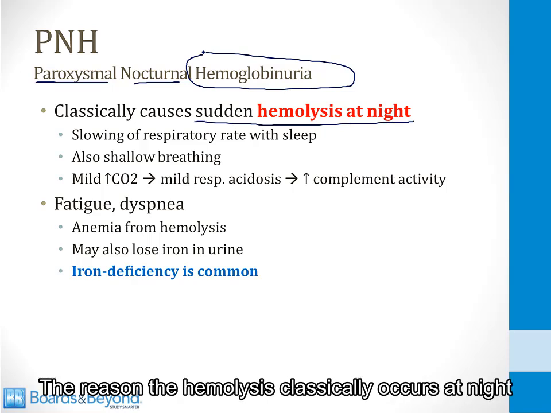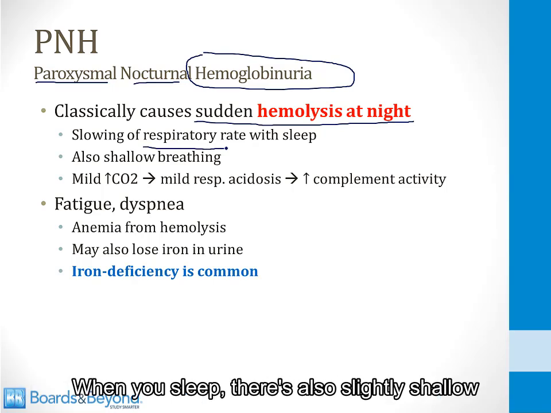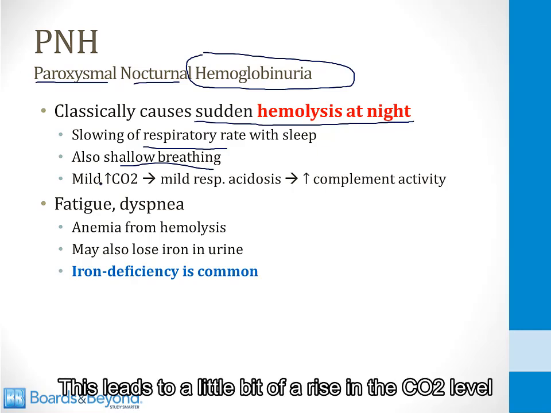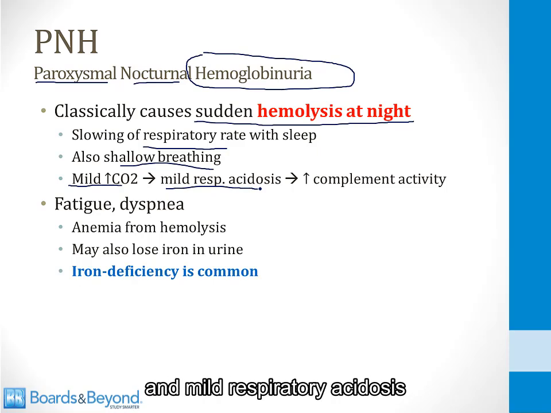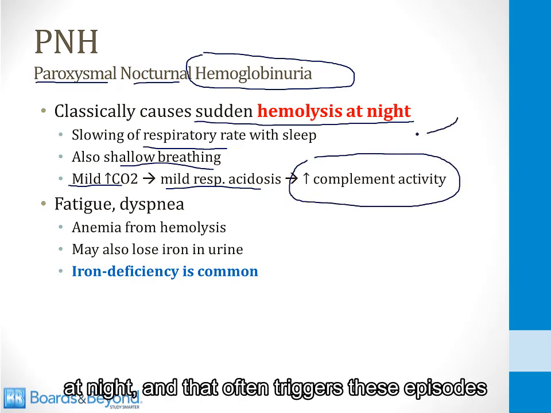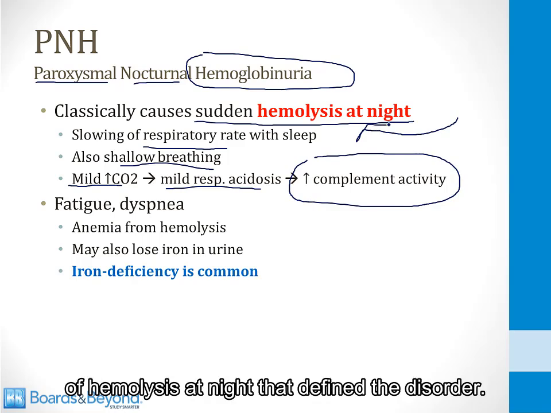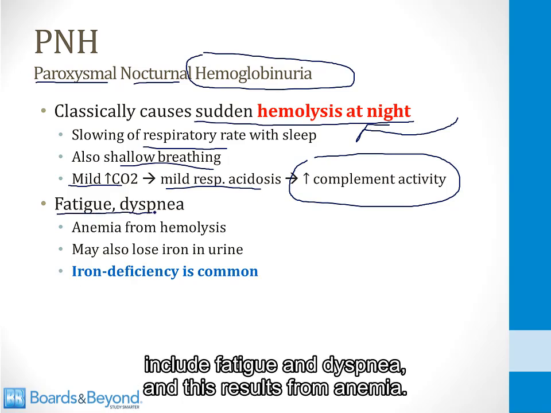The reason the hemolysis classically occurs at night is because there's a mild slowing of your respiratory rate when you sleep. There's also slightly shallower breathing during sleep. This leads to a little bit of a rise in the CO2 level and a mild respiratory acidosis. And mild respiratory acidosis can trigger complement activation. So there's an increase in complement activity at night, and that often triggers these episodes of hemolysis at night that define the disorder. The symptoms of the disorder include fatigue and dyspnea, and this results from anemia.